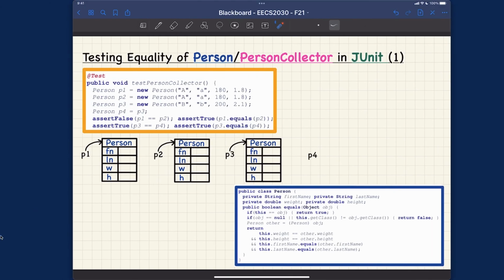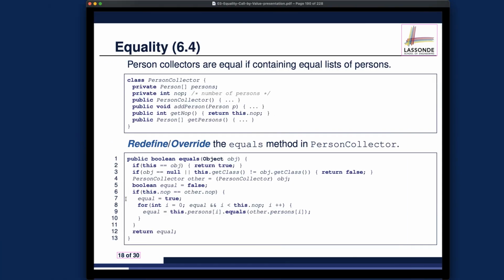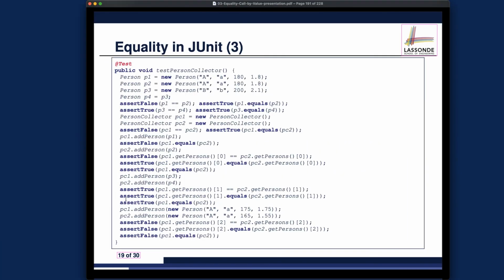Okay, so that's about the equals method for the person collector. And the next one will be, I want to do one complete walkthrough of one test case together with you about the testing person versus person collector. Let's do that in the next video.